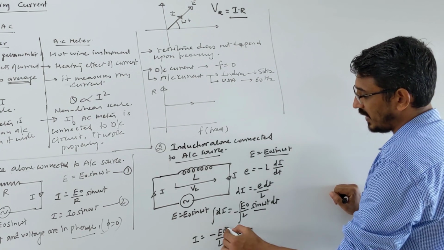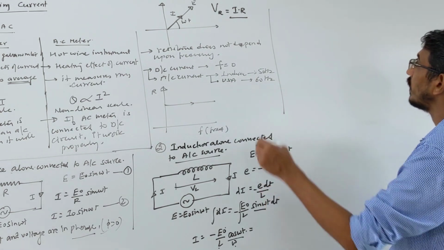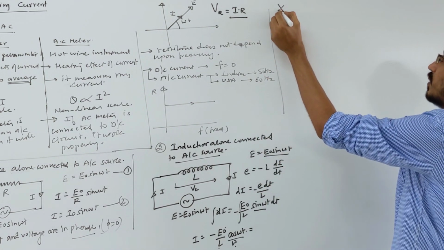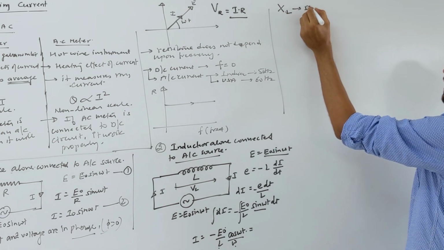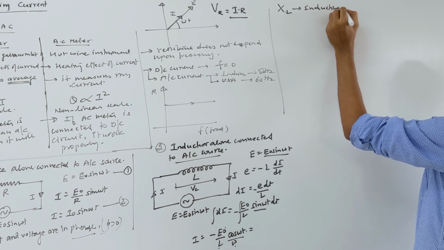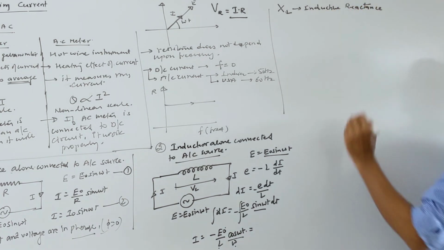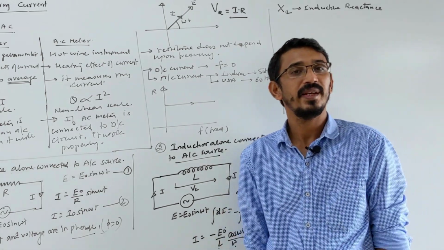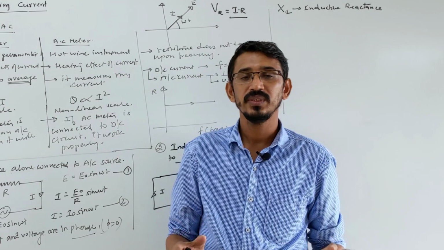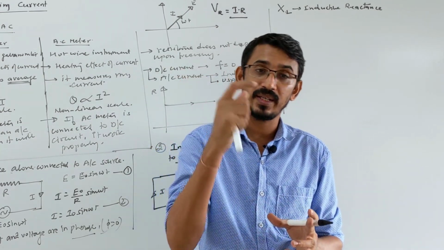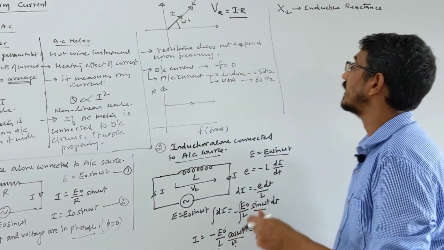So look here, this E naught by omega L is what we call resistance. We write it as XL, inductive reactance. This is the resistance offered by an inductor to an AC current, and it is called inductive reactance. Once more, the resistance offered by an inductor to an AC current is called inductive reactance. XL we call.